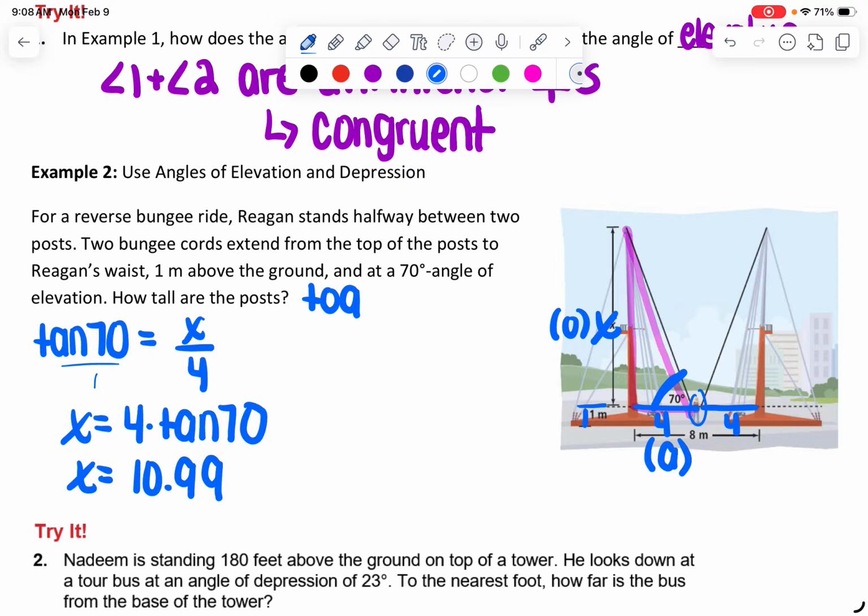Okay, so I have that. Then from there, what we're going to do is now it's asking how tall are the posts. We need to look back at our diagram.